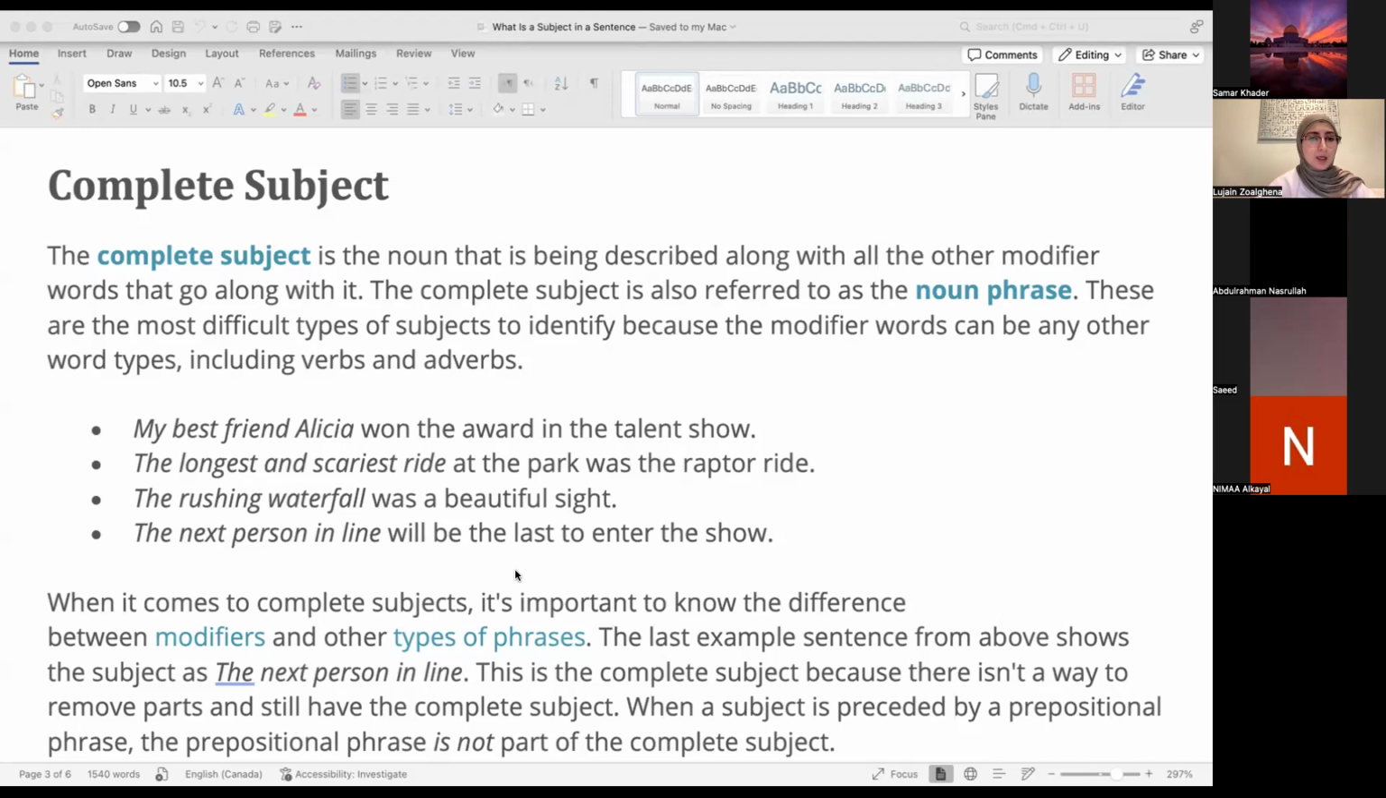Who can get me the third complete subject? The rushing waterfall. This is the complete subject. And the last one. The next person in line. The next person in line will be the last to enter the show.